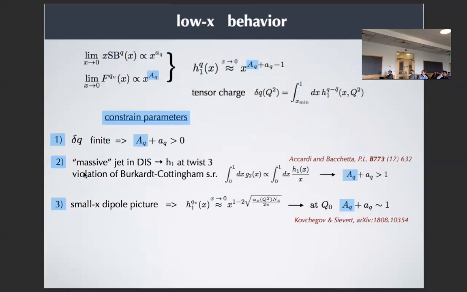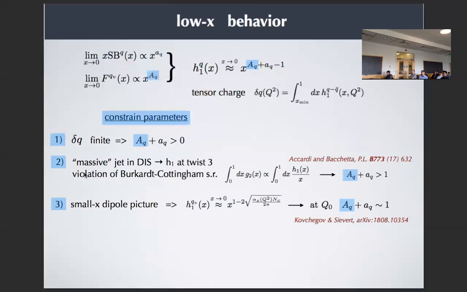Okay? And then we can look for other sources of constraint. For example, if you look at the work of Alberto Accardi and Alessandro Bacchetta, where they try to study the extraction of transversity at twist 3 in inclusive DIS, as a byproduct, they got a new version of the Burkhardt-Cottingham sum rule, where they got an additional term, the violation of this sum rule, related to the Mellin moment of order -1 of the transversity. And again, if you want this violation to be finite, you have to impose a condition on the combination of the two parameters, which is stronger than the previous one.